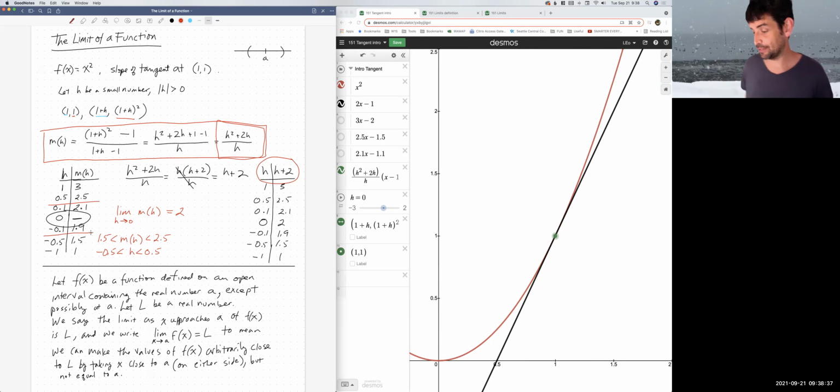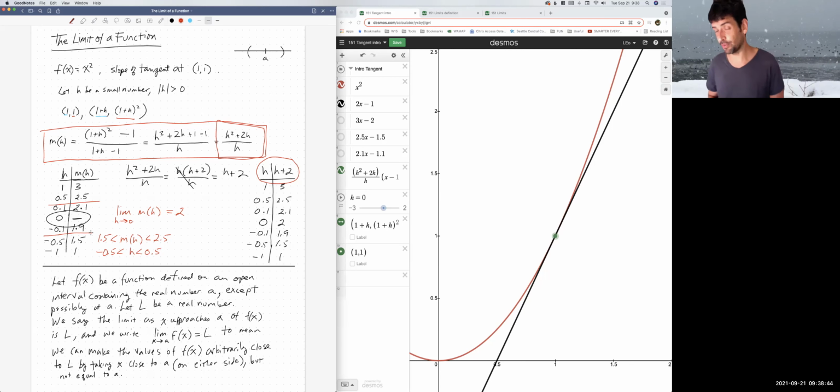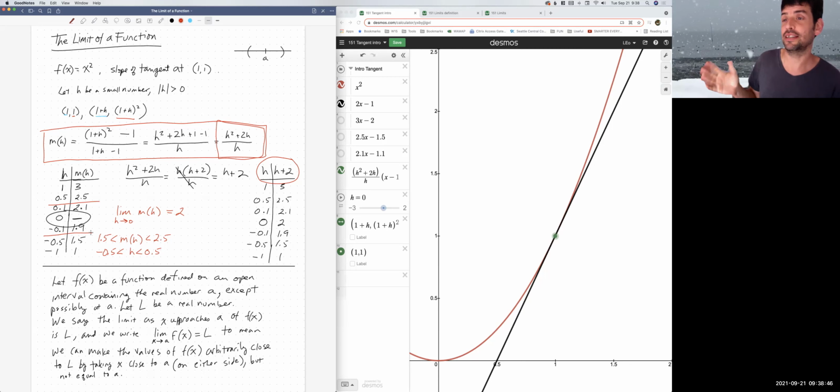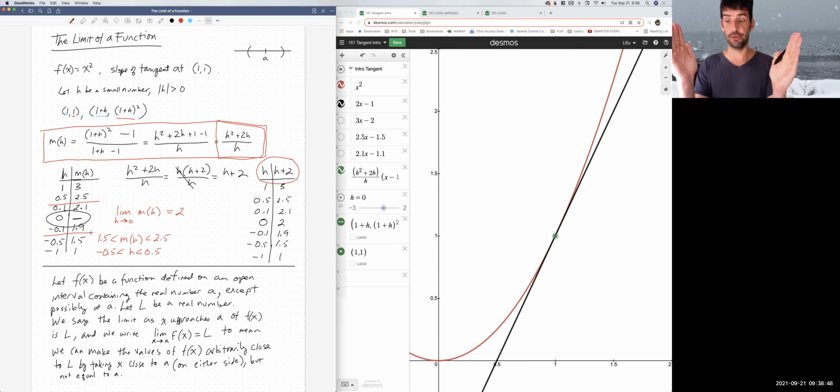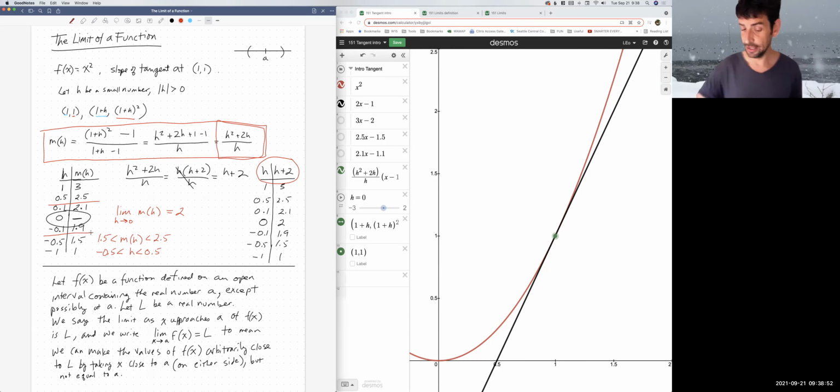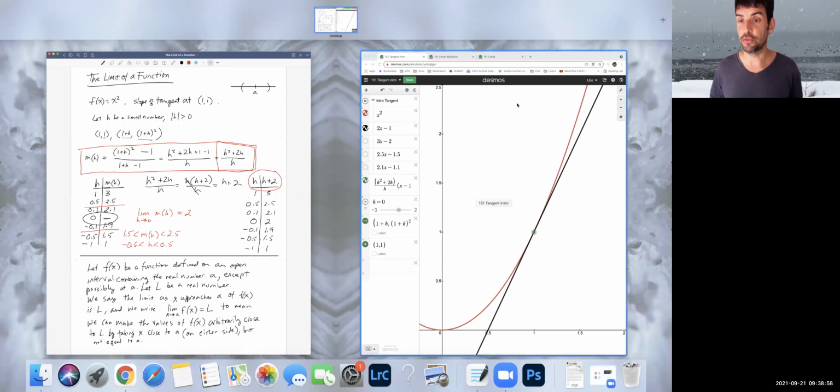And if you come back and give me a smaller interval, like make m of h less than a billionth away from 2, I'll just make h less than a billionth away from 0. So on either side, it would be pinned in that way. Okay, that's the idea of a limit. So let's look at this even more closely, maybe graphically.